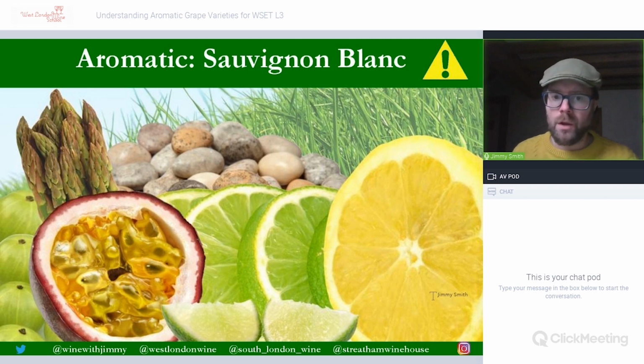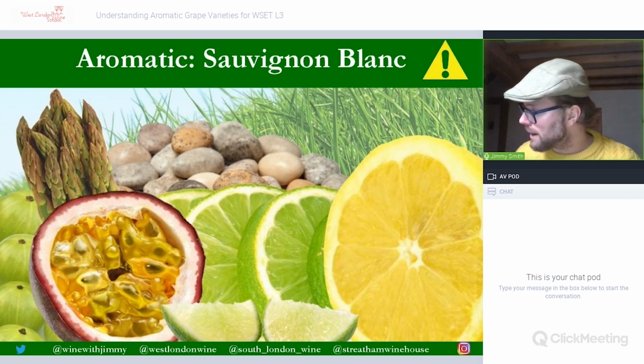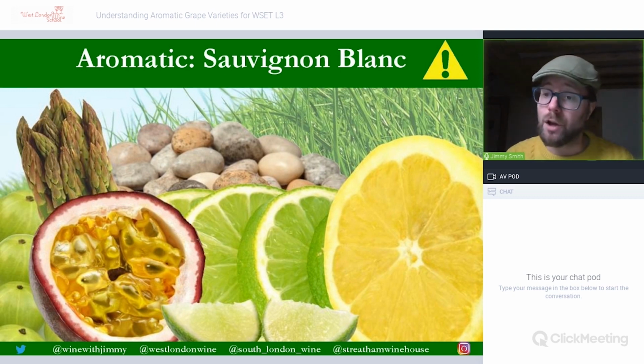First up, we have Sauvignon Blanc. Next to where it says Sauvignon Blanc, I've put a little emergency sign because you need to understand this grape variety. It is a key grape variety listed in the chapter under white winemaking and white and sweet production in the early texts of your book. Along with Riesling, it is one of the two most important aromatic grape varieties that you need to have a good understanding about. So, aromatic Sauvignon Blanc.